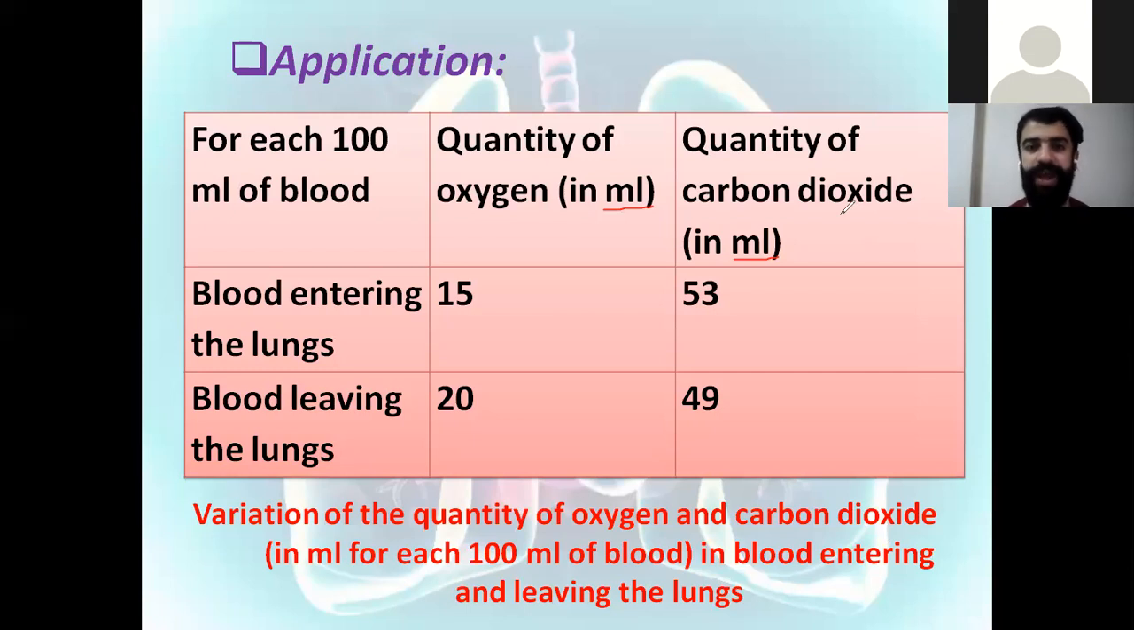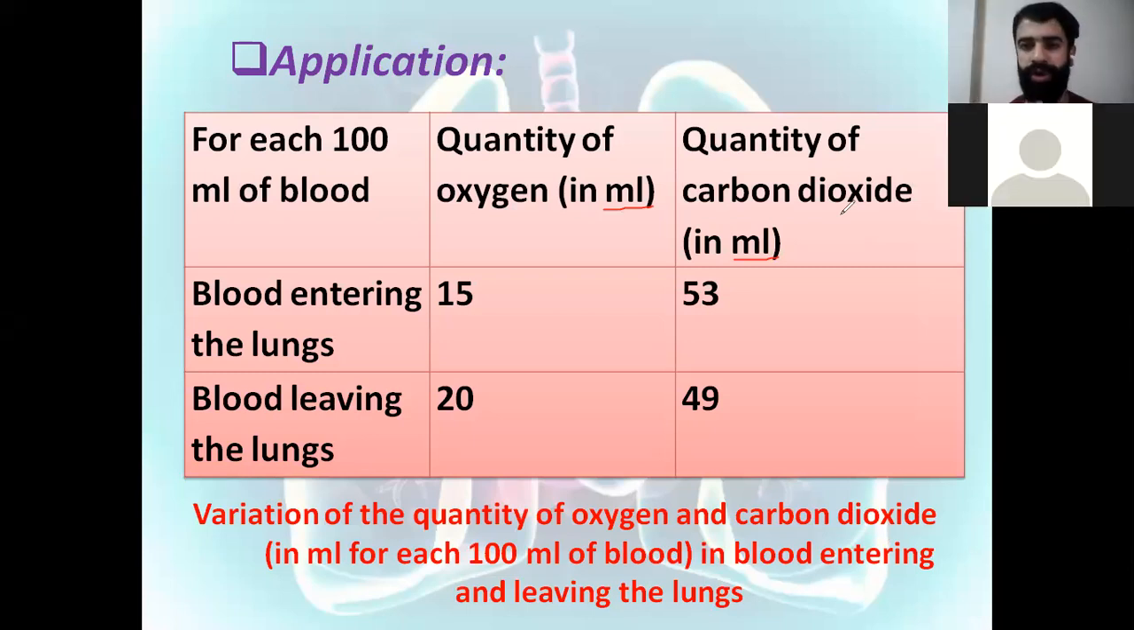Okay? Yes. So whenever you have, thank you, Razan. So whenever we have compare, you have to say greater than or less than, or higher or lower. You can use even. So here we have the quantity of oxygen and the quantity of carbon dioxide in the blood entering and the blood leaving. So what is the title of the table? This is the title of the table showing the variation of the quantity of oxygen and carbon dioxide in the blood entering and blood leaving.